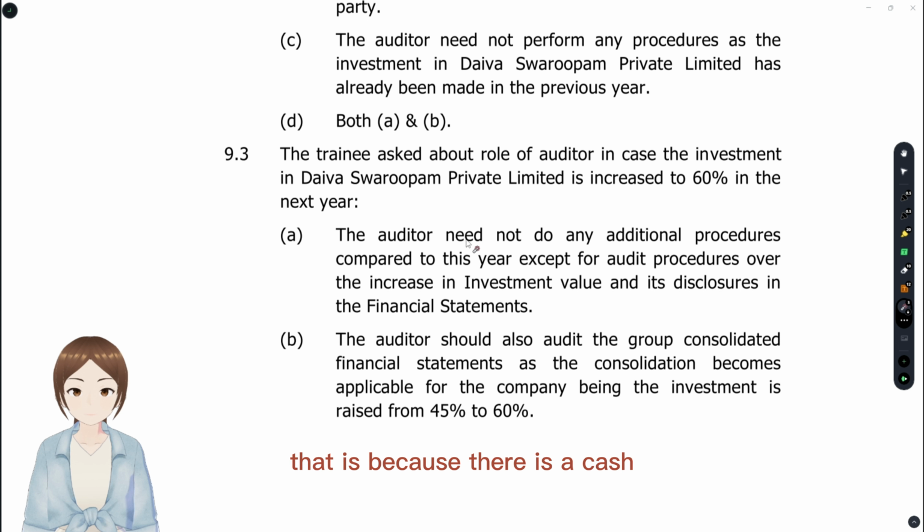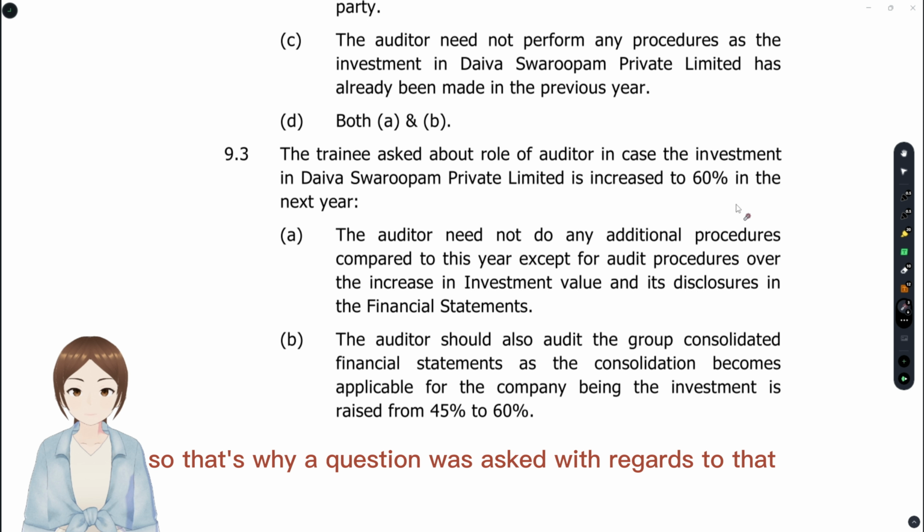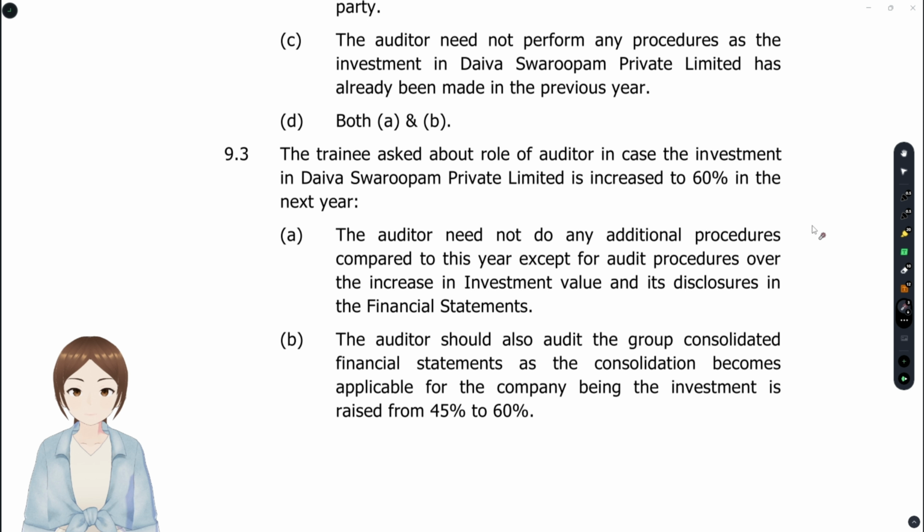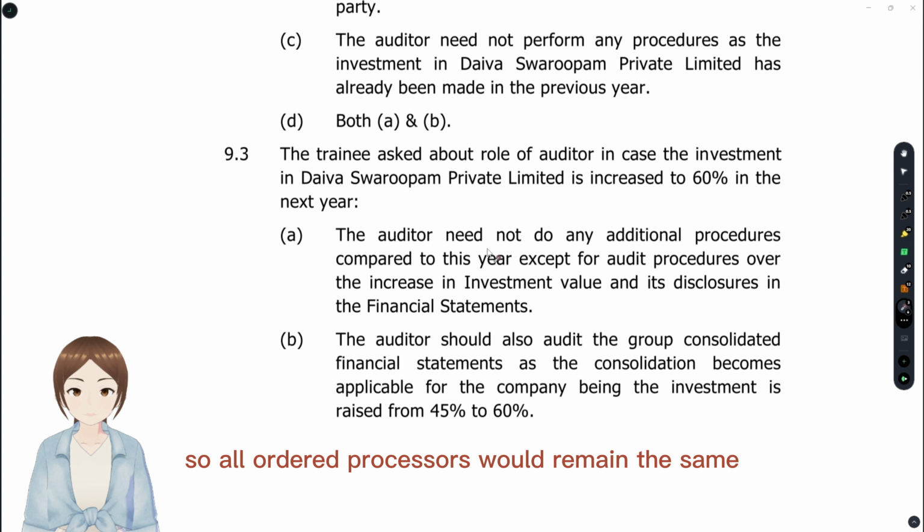That is because there's a catch here: we have regarded it as a subsidiary. The ICA would be thinking that it is not regarded as a subsidiary because it's 45% only, but we have already thought of it as a subsidiary. Why? Because it had 100% chair in the board of directors, so control is there, so we regarded that as a subsidiary from the start. That's why a question was asked with regards to that. Since it was a subsidiary previously, in this year and the next year, even if the share capital was 60%, all the audit procedures would remain the same. So option A is the most appropriate answer.